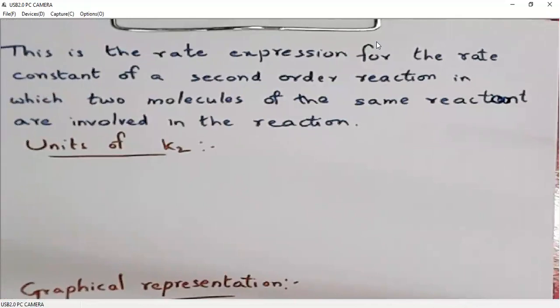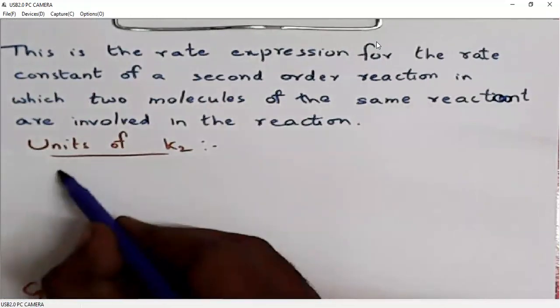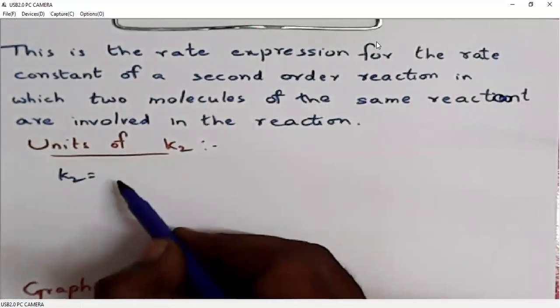This is the integrated rate expression for the rate constant of a second order reaction when the two concentration terms refer to the same substance. Now we will derive the units of the second order rate constant. What is the integrated expression for a second order rate constant?